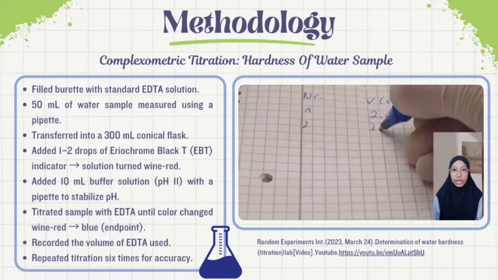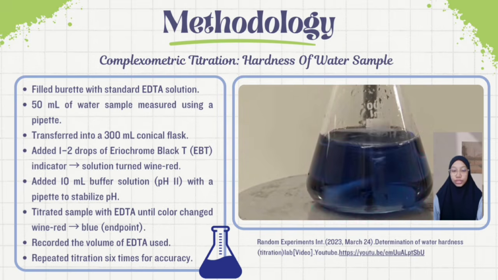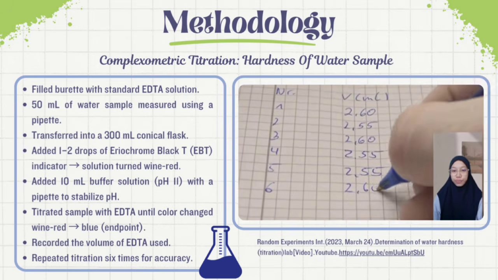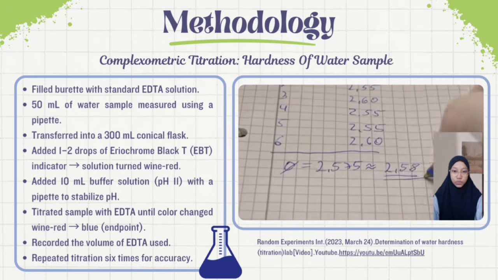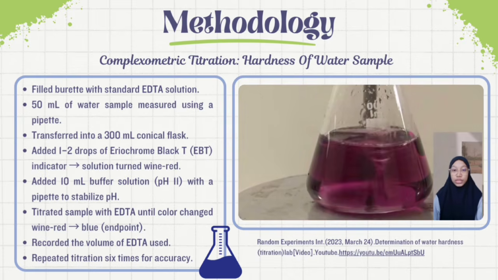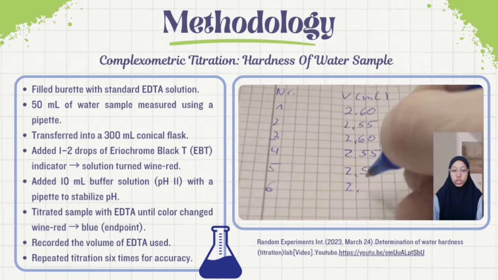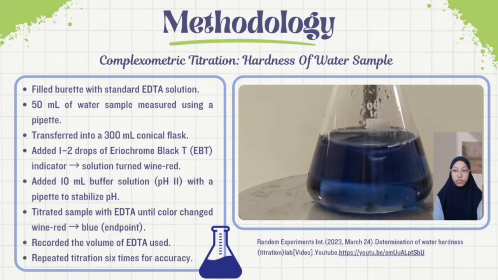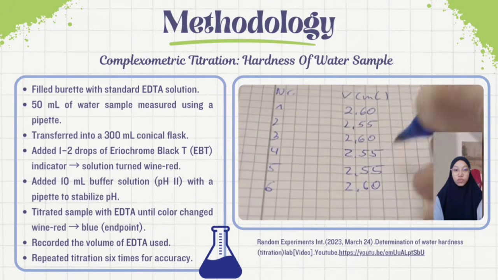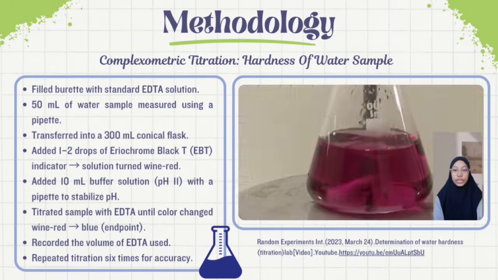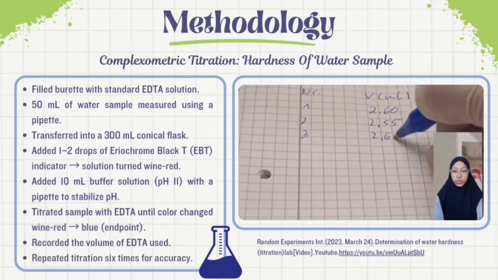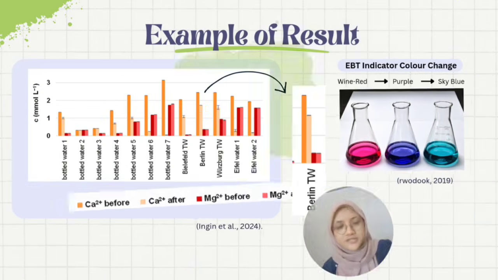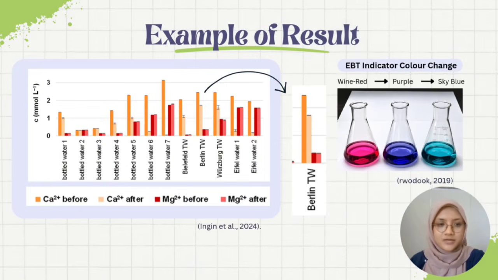So as you can see in the video, the first run record is 2.6 ml. Repeat this entire titration process 5 more times, which is 6 runs in total, to ensure precision and account for any human error. From the video above, it shows an example of calculating the average volume of EDTA consumed from all the successful runs. For the example of results, we are analyzing a study published by Applied Food Research in 2024.